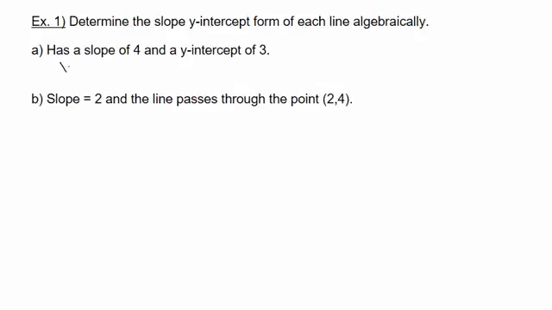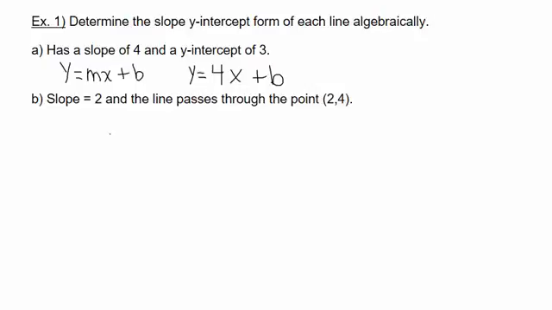So using our slope y-intercept form, we want to plug in 4 for m, and we want to plug in 3 for b. And there's the slope y-intercept form. Part B. This line has a slope of 2 and passes through the point 2, 4.